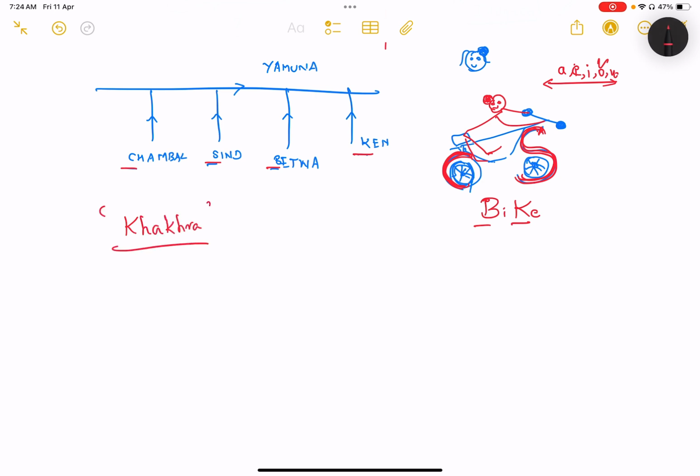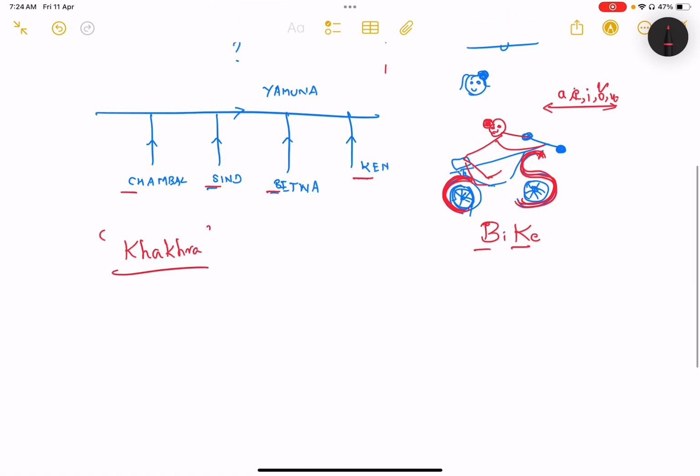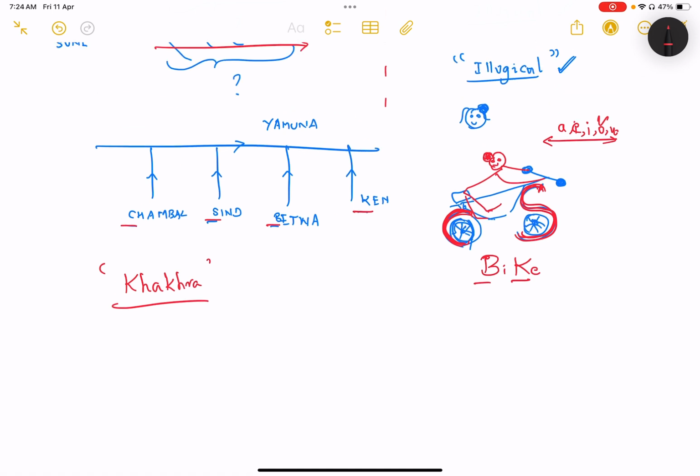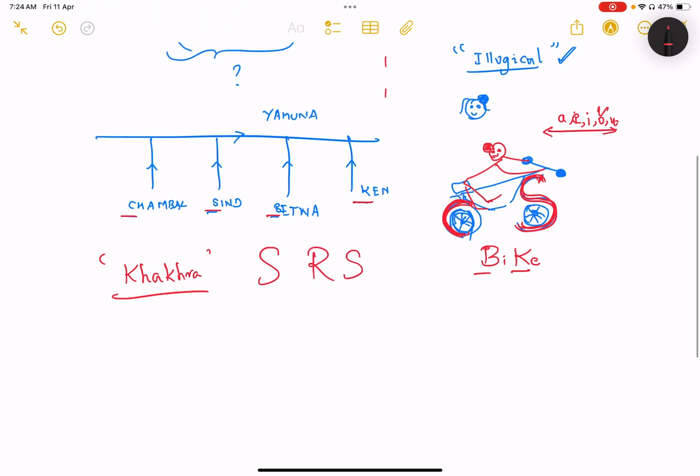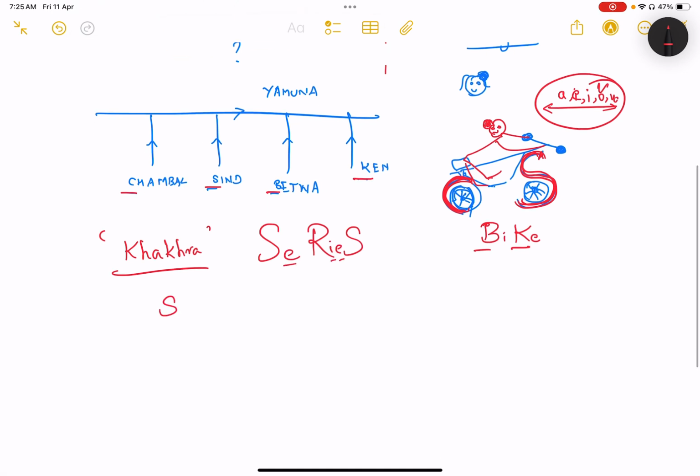So I give you two methods to remember. You can think about eating kakra when you're watching a web series. So you know how it works, right? The vowels do not carry any meaning. So S C R I E S, right? The letters SRS stand for the three major tributaries of Gagra River.